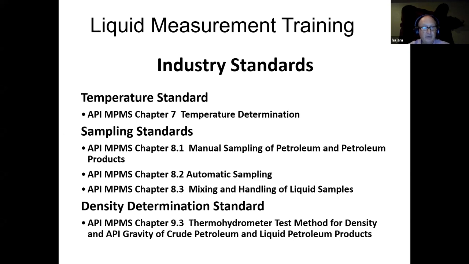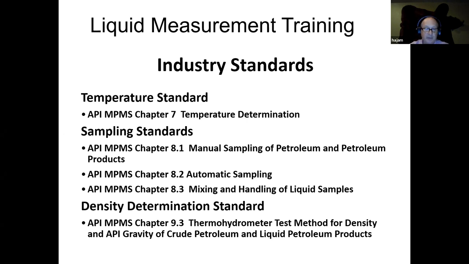Also, if we're going to talk about standards when it comes to sampling, we have manual sampling standards, an automatic sampling standard, and we have how to handle those samples after we capture them. API chapter 8.3 is a very important standard that covers how to mix and handle them, because if error is going to come into play, it's going to come into play when a man is involved. That process in 8.3 is typically done by hand and could cause error, and I'll demonstrate that here in a few minutes.